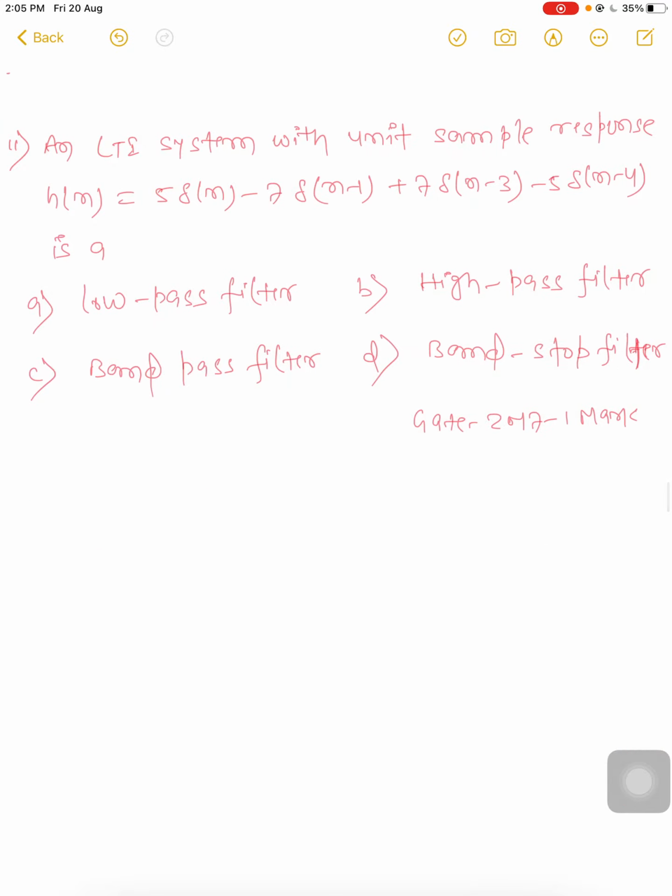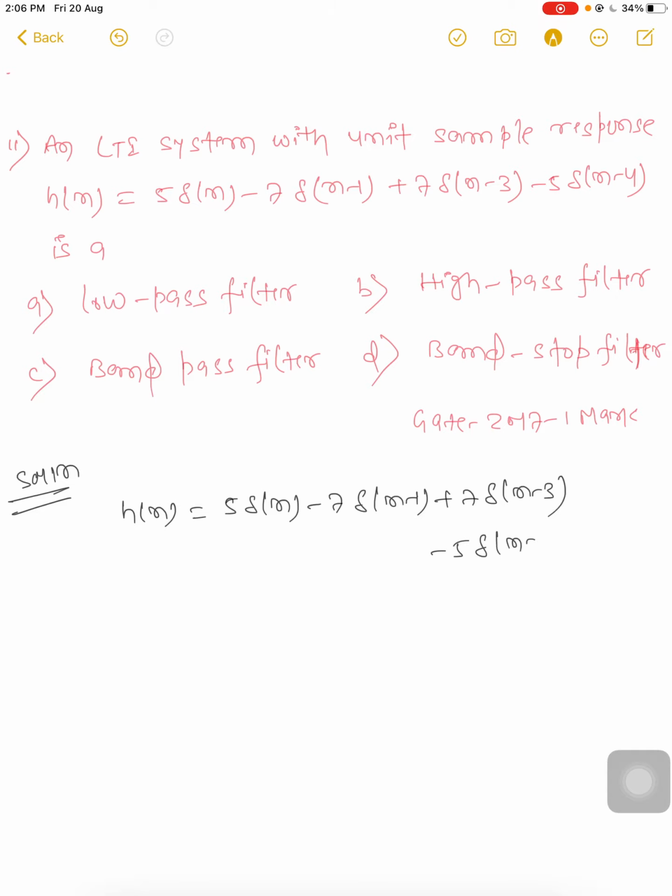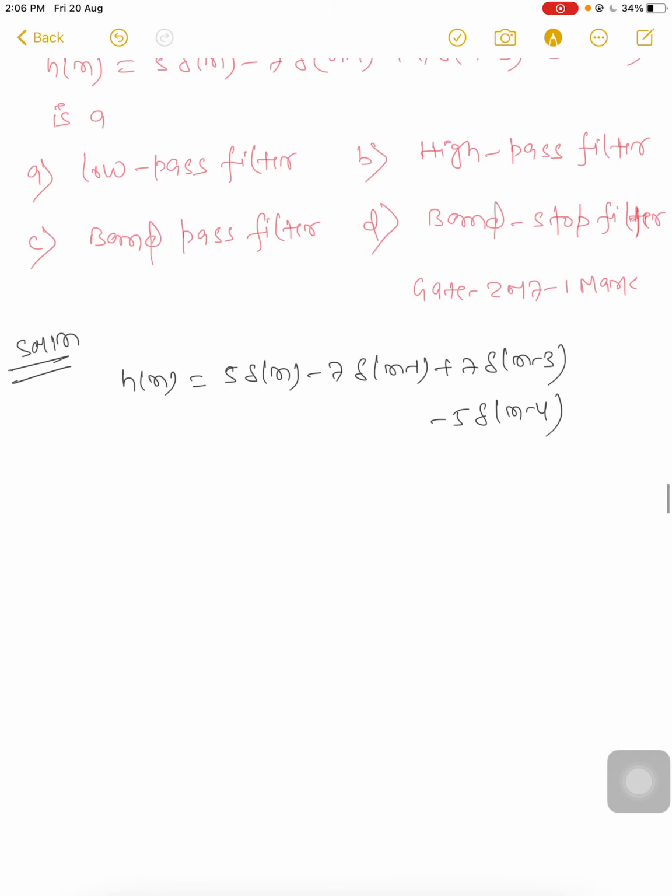Now comes to the next question. An LTI system with unit sample response h[n] is given. We have to find out which type of filter it is. Okay, the system is given, and we have to check the system. Let us consider h[n] given: h[n] is equal to 5 delta[n] minus 7 delta[n-1] plus 7 delta[n-3] minus 5 delta[n-4].